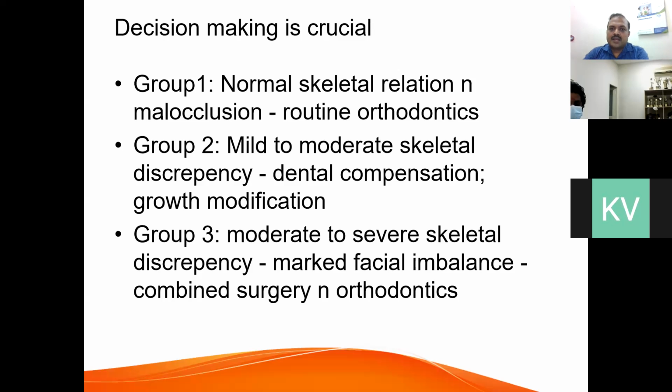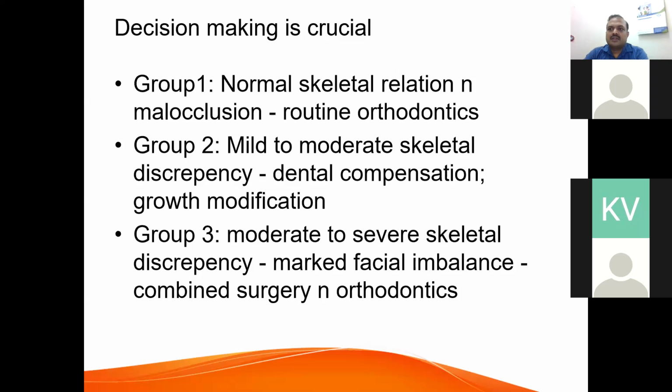Group 2 is mild to moderate skeletal discrepancies. They will go for a dental compensation or a growth modification, depending on the age of presentation, when growth modification can be done. In group 3, the moderate to severe skeletal discrepancies, the patients will have a facial imbalance. So they need a combined surgical and orthodontic care.